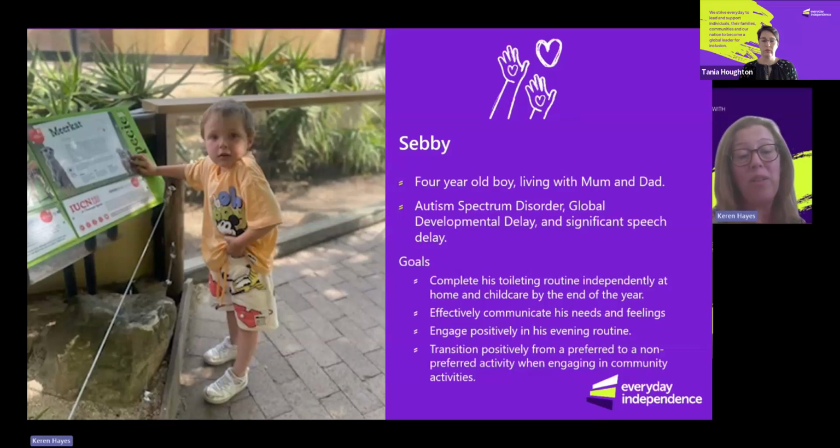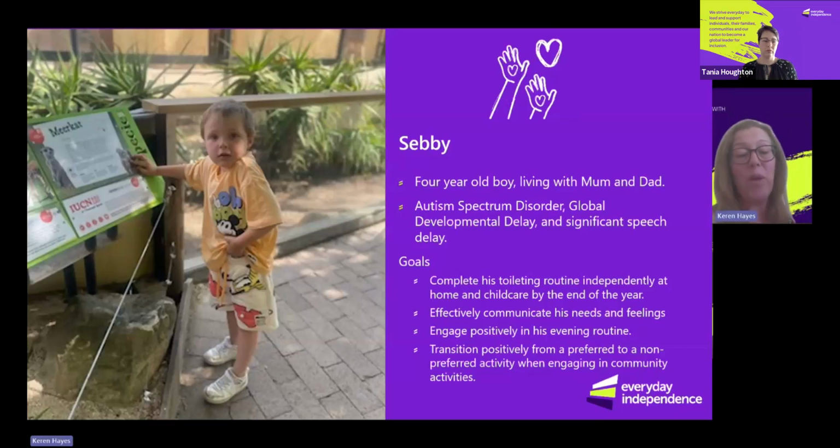And to transition positively from a preferred to a non-preferred activity when engaging in community activities. For example, if mum and dad take him to the park, they have a great time there, and when it's time to come home, usually they end up having a meltdown and have to carry him to the car.